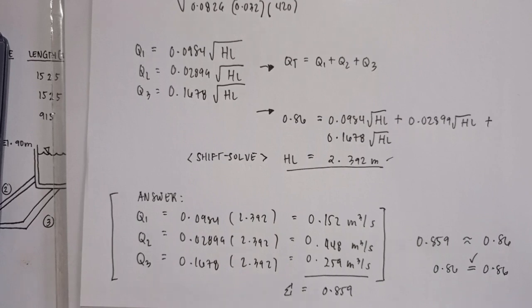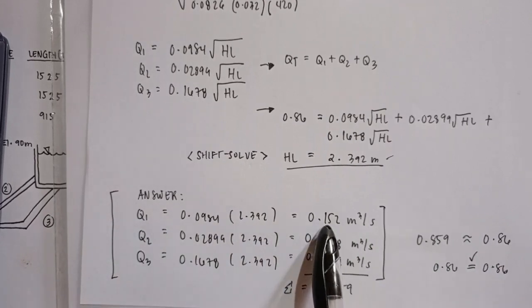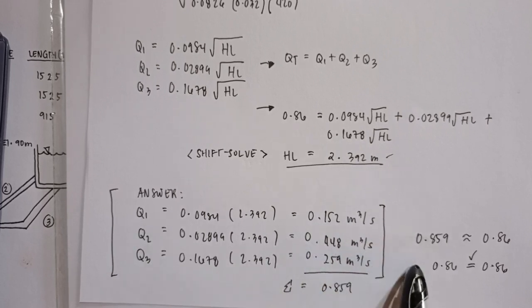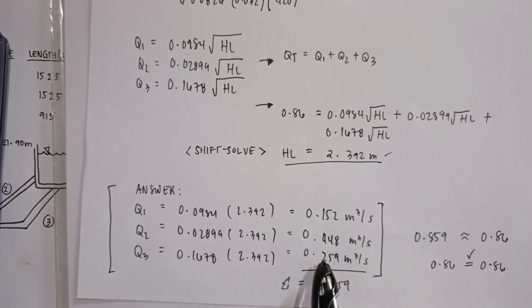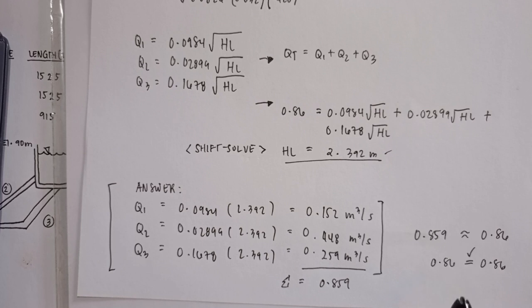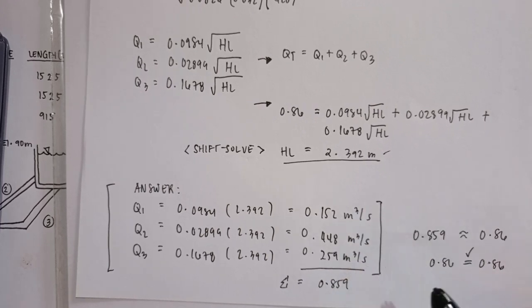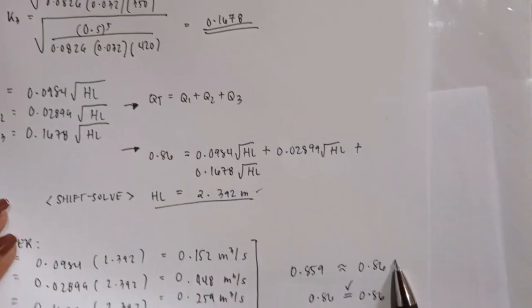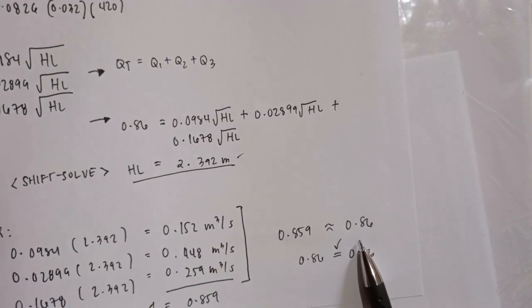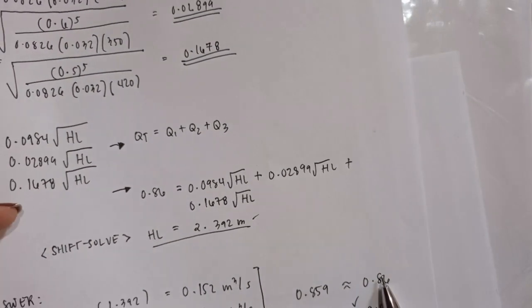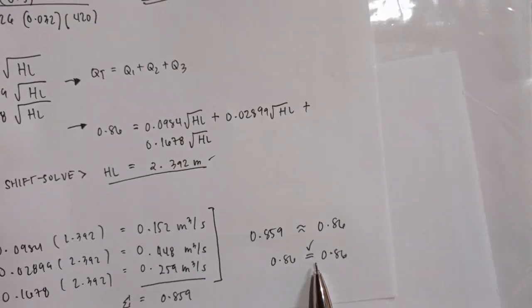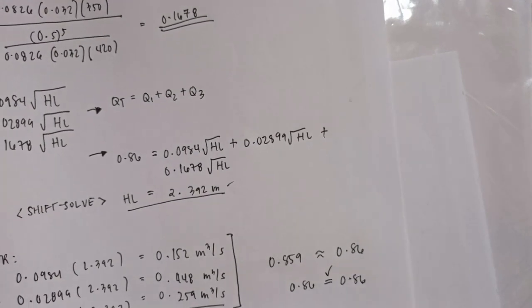And now this is the answer. Q1 is equal to 0.152 meter cube per second. For Q2, we have 0.448 meter cube per second. And for Q3, we have 0.259 meter cube per second. If we sum it all up, we have 0.859, which, if we round it off, is 0.86. And recall from our previous, the QT is also 0.86. So 0.86 is equal to 0.86, which means our answer is correct.